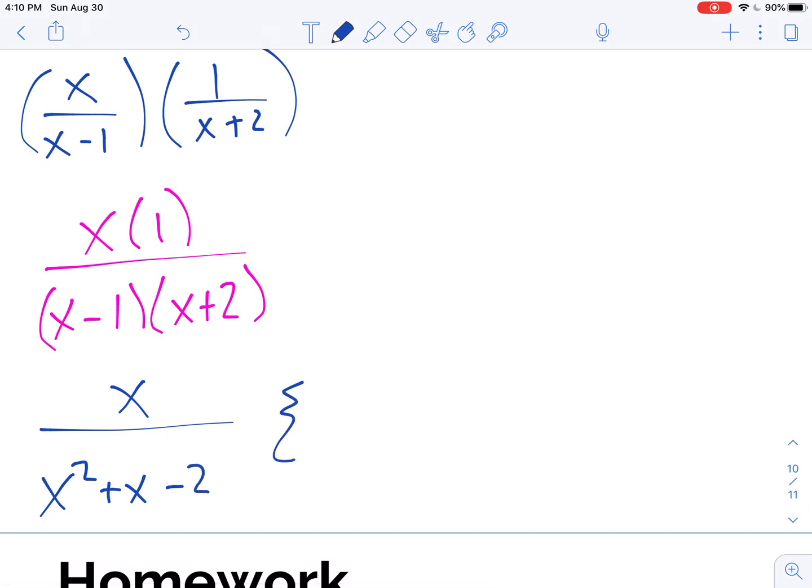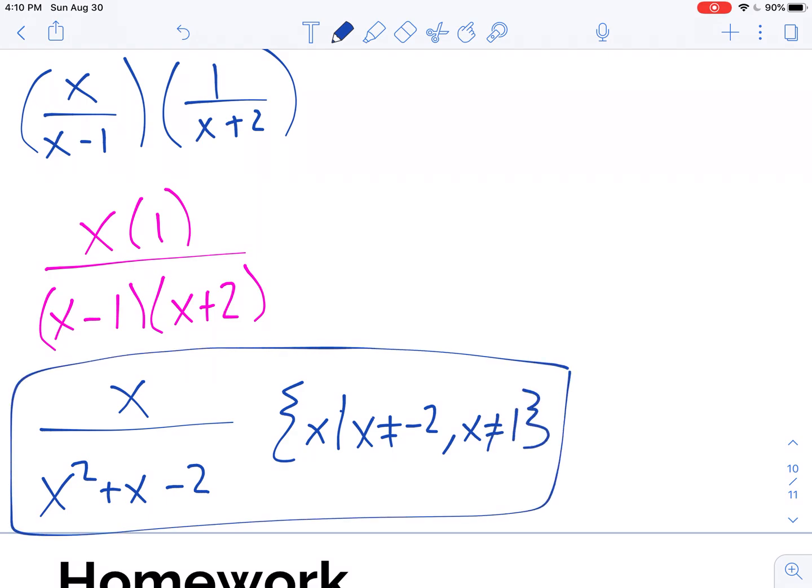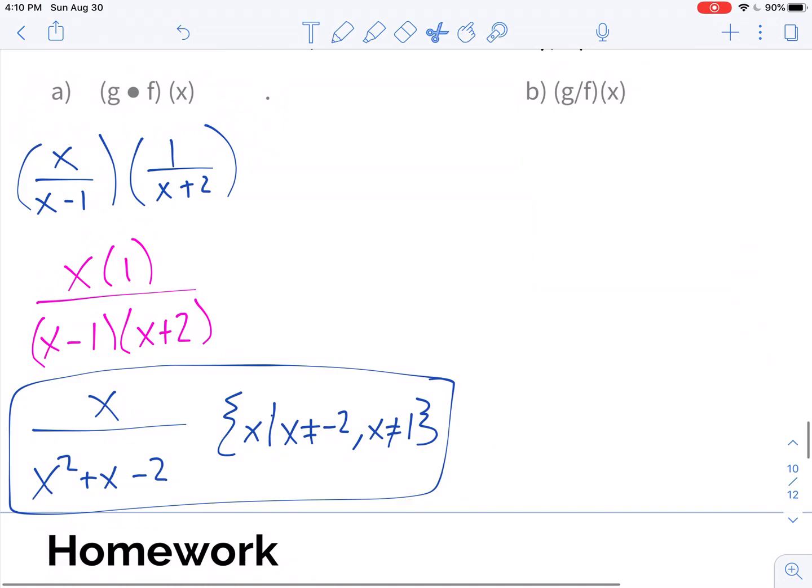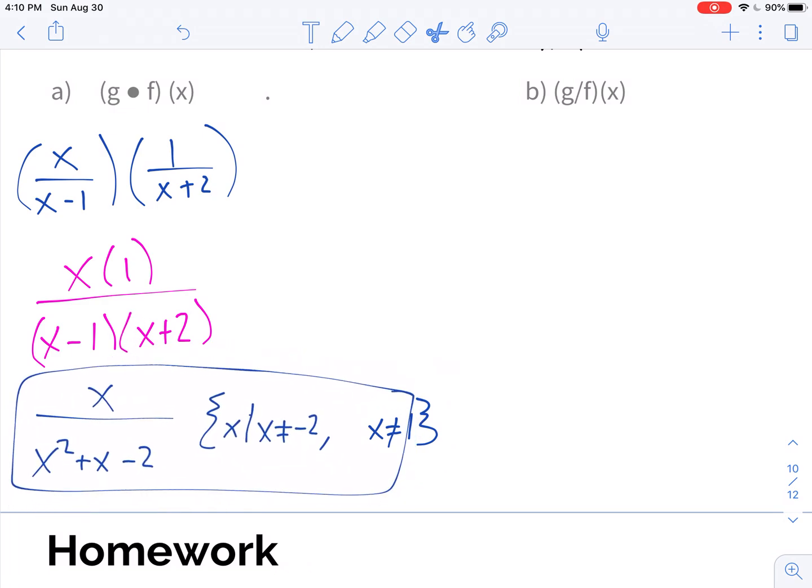So I have x over x squared plus x minus 2. And again, I can go through, but at the same time, my domain here is going to be all values of x as long as x is not equal to negative 2 or x is not equal to positive 1, because those were my original domains of these two functions. So since I have those original two domains, I don't have to go any further.